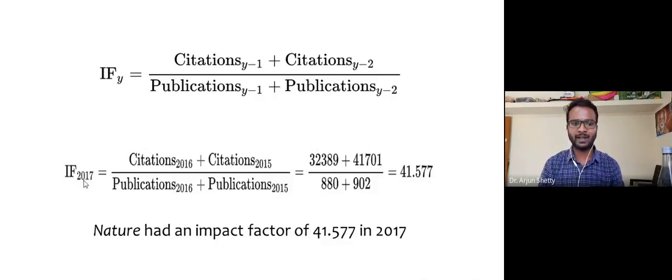To test the impact factor of a journal in 2017, you need to check the citations in the year 2016, the previous year, and the previous 2 years. You have to add the citations of the previous 2 years, 2016 and 2015, divided by the number of publications in those 2 years. For example, here we have 32,389 and 41,701 citations in the previous 2 years, and the number of publications in those 2 years is 88 and 901, and you will get 41.577. This is the impact factor for 2017. This is how you have to calculate the impact factor.